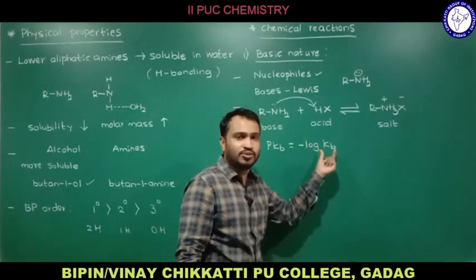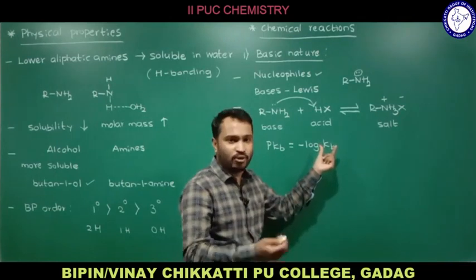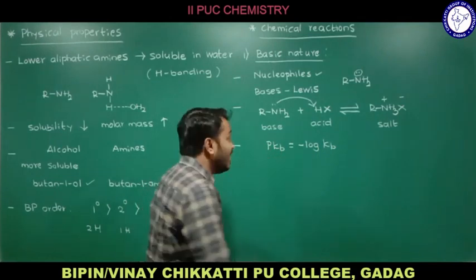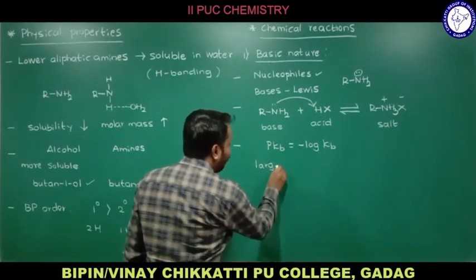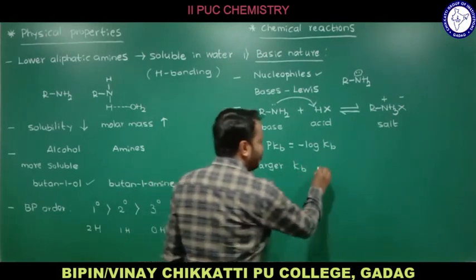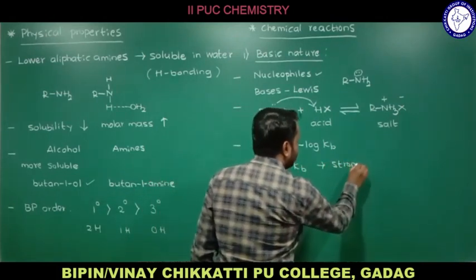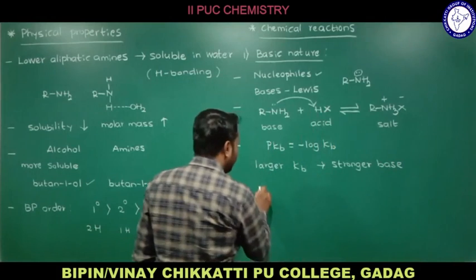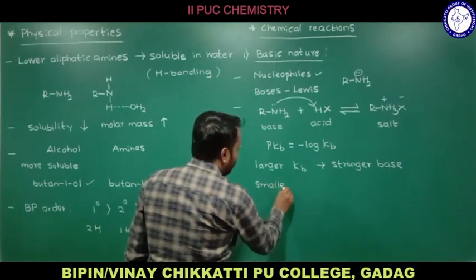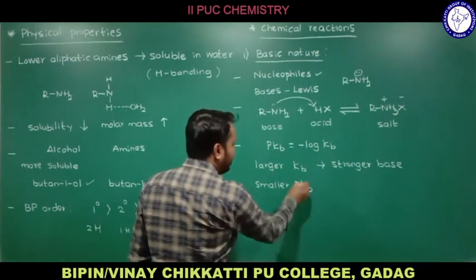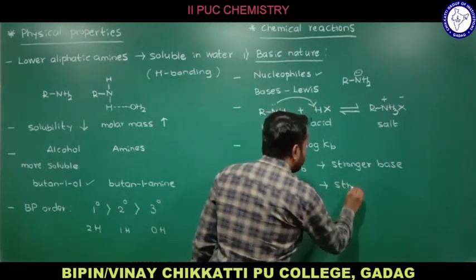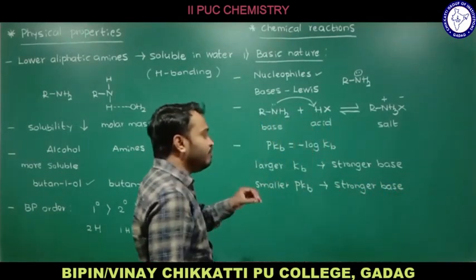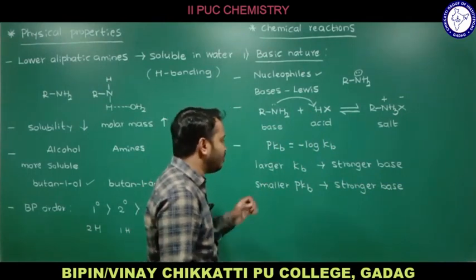Kb helps us to know which is a stronger base or weaker base, and pKb also helps us to know which is more basic and which is less basic. Try to know this concept: the larger the value of Kb, the stronger is the base. Similarly, the smaller the value of pKb, the stronger the base. Experimentally this helps us to know which is the stronger base when we have different examples of amines.